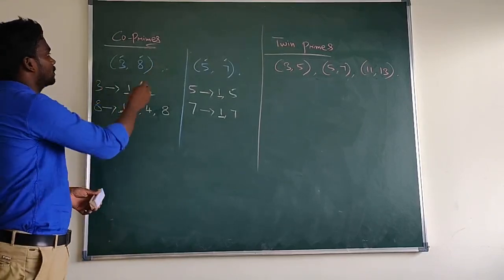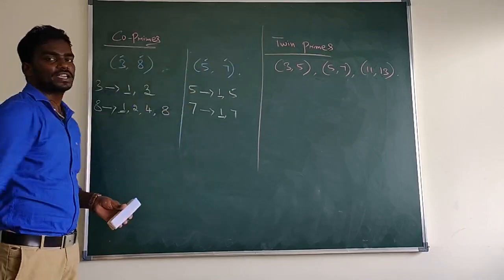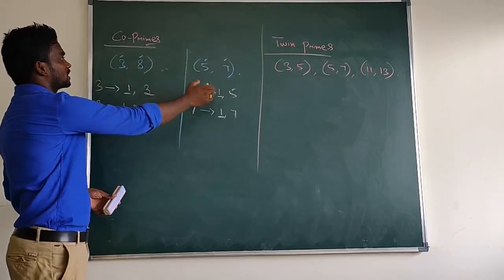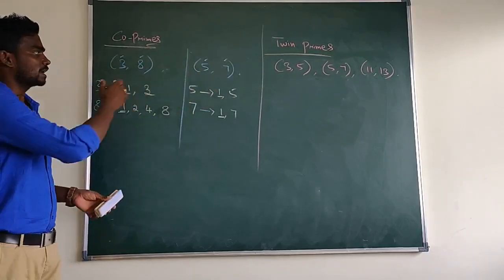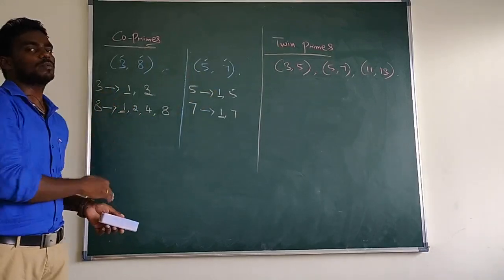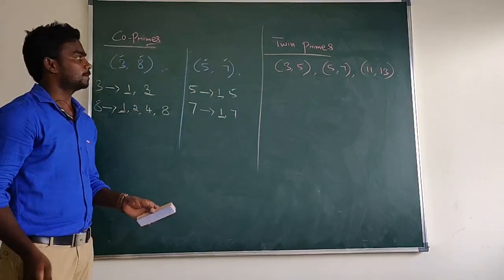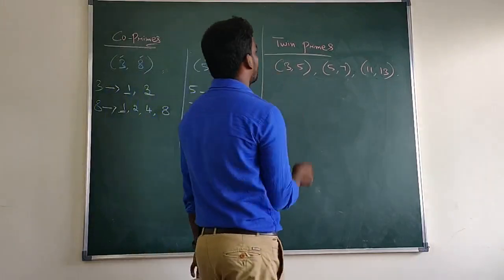So consider these two pairs, 3, 8 and 5, 7. Every prime number has a co-prime number. But every co-prime number need not be a prime number. See what is next one? Twin prime.